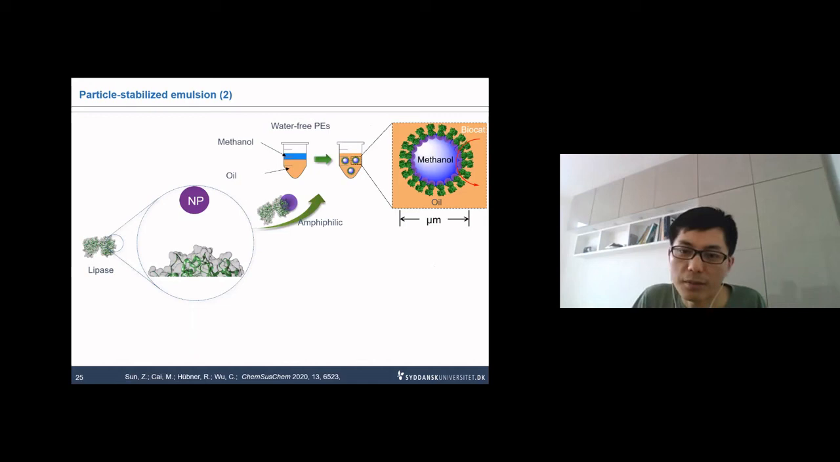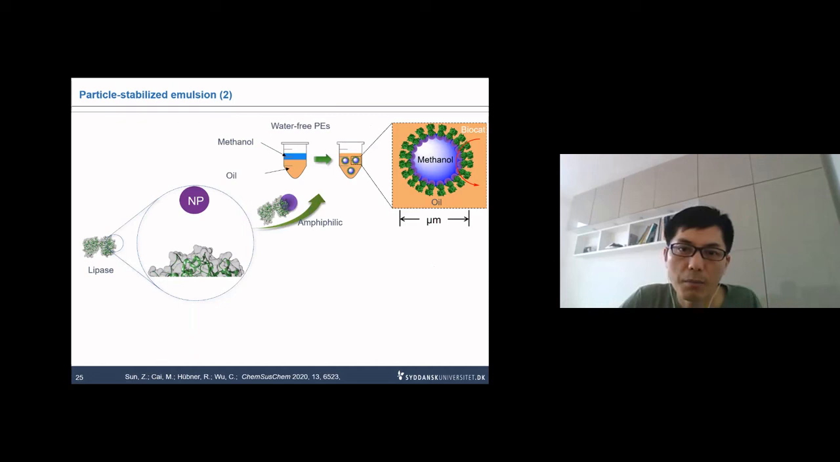So this actually motivated us to move to the next step. You know, the classical emulsion, especially this particle-stabilized emulsion, is prepared with water and oil. But in real industry, in medical industry applications, there are many applications that don't like the water.